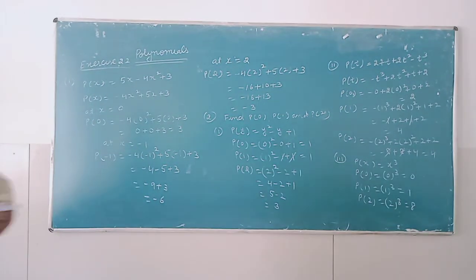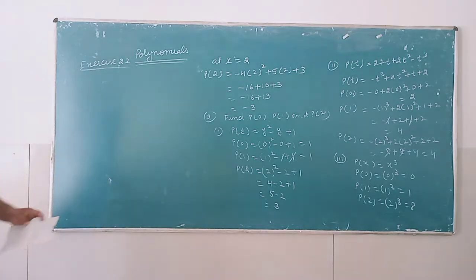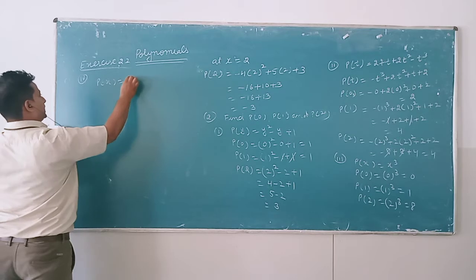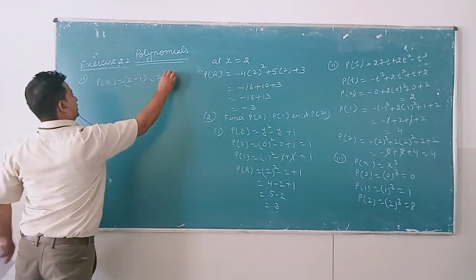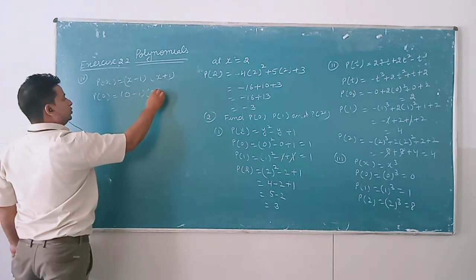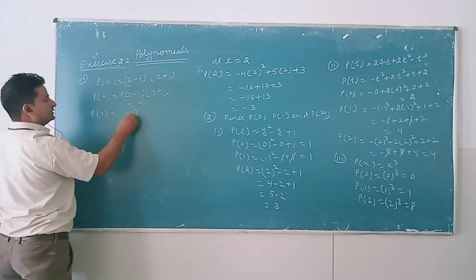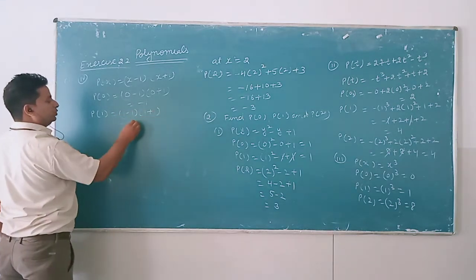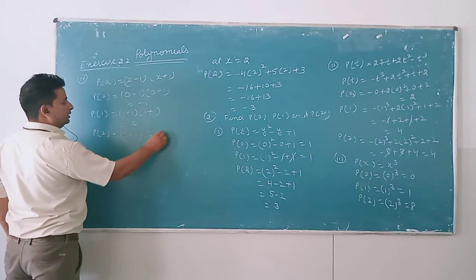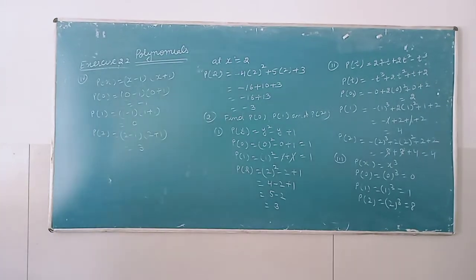In the next part, number 4, the polynomial is p(x) = (x - 1)(x + 1). Here we first put x = 0: (0 - 1)(0 + 1), which is equal to -1. Then we find p(1): (1 - 1)(1 + 1), 0 into 2 is 0. Then we find p(2): (2 - 1)(2 + 1), 1 into 3 is 3. This is the solution of question number 2.